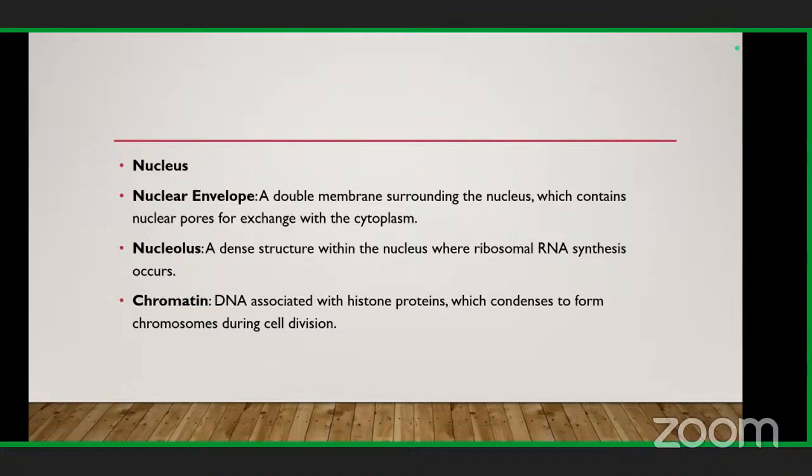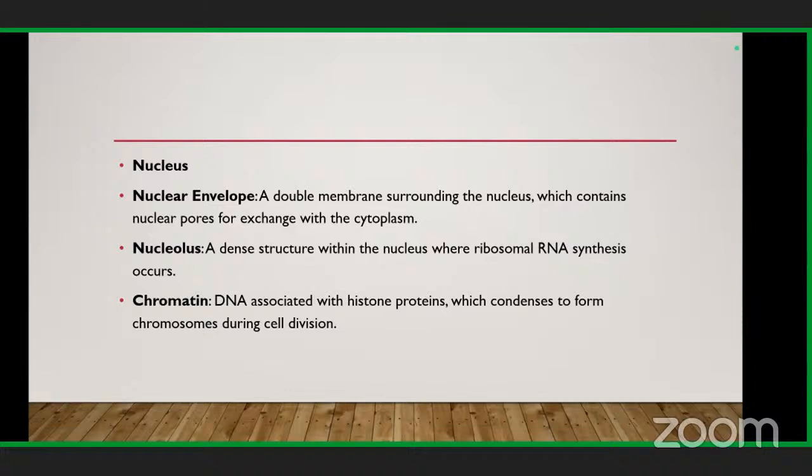So here you will just remember the terms that are present in the angiosperm cell structure. In the nucleus, the nuclear envelope is there. Next is the nucleolus, a dense structure within the nucleus where ribosomal RNA synthesis occurs.